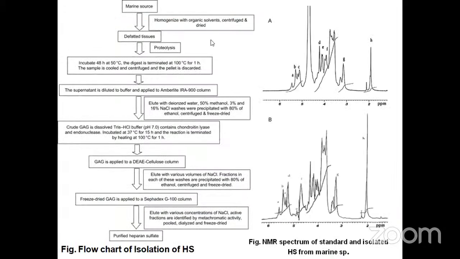Just to see the flow chart of the isolation of heparan sulfate. If you are taking marine sources, they are taken for homogenization. You need to remove the fat. After that, you need to take it for proteolysis. You can use chemical hydrolysis as well as enzymatic hydrolysis for the proteolysis. It is also applicable for removing the fat as well as protein from the selected sources.